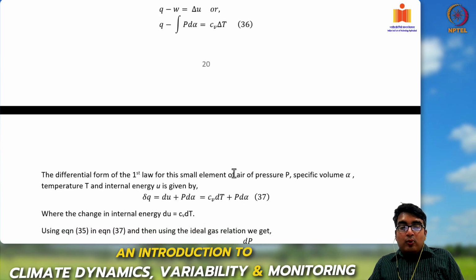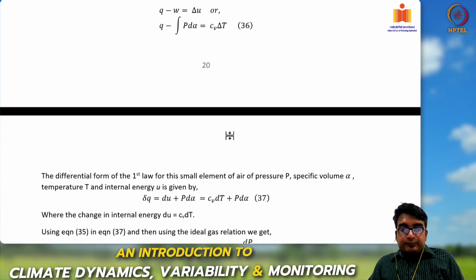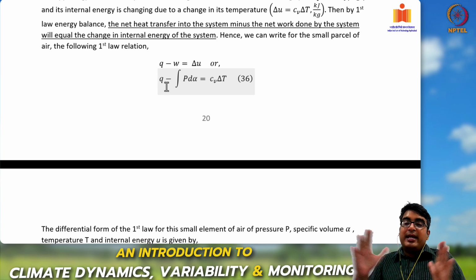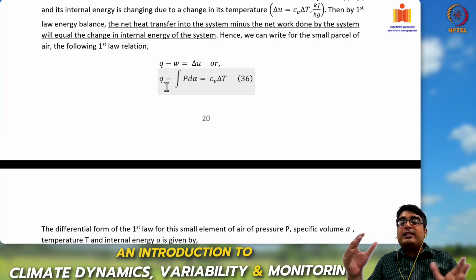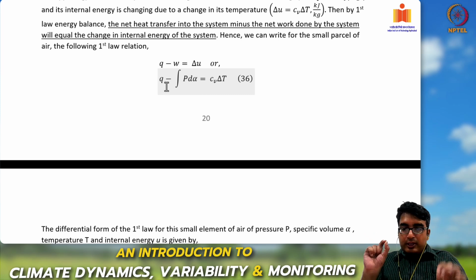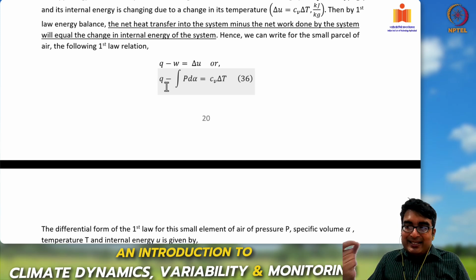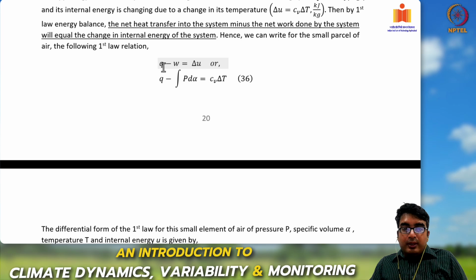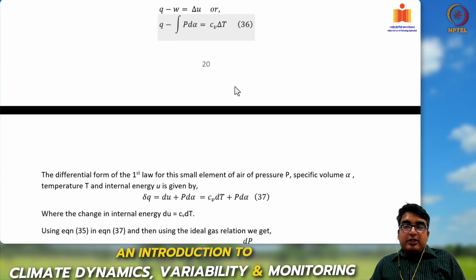Now, what we do here is, this is the first law for an entire process. So suppose we take a differential process, a very differential change in the state of a parcel of air. Then we can change this expression into a differential expression. So the differential expression is differential heat transfer delta Q equals minus P d alpha plus Cv dT, differential change in temperature.